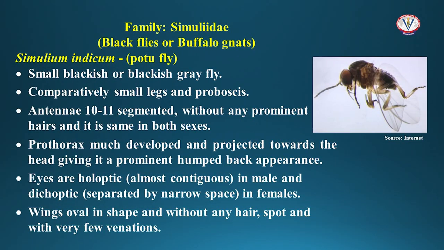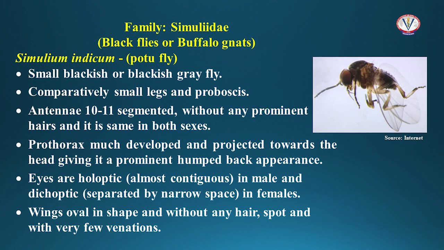Family Simuliidae, black flies or buffalo gnats, Simulium indicum, commonly known as the potu fly. These are small blackish or blackish gray flies. Comparatively small legs, and the proboscis is present. Antenna is 10 to 11 segmented without any prominent hairs and is the same in both sexes. Prothorax is much developed and projected towards the head, giving it a prominent humped back appearance.